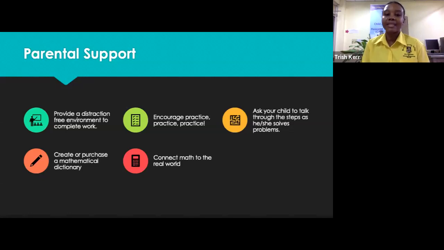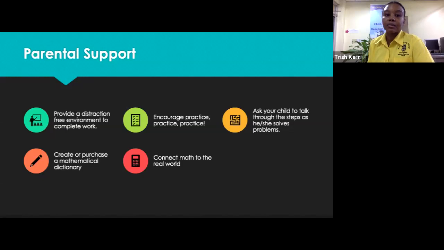Encourage practice, practice, practice. Math is a skill, so it has to be practiced, just like driving, just like reading, just like even cooking. The more you do it, the better you become. So if a child has a problem with math, then it means they need to practice more at the level that they are and gradually build on that.